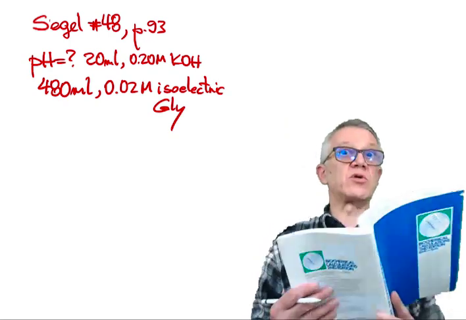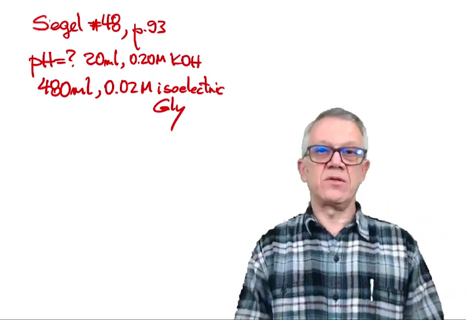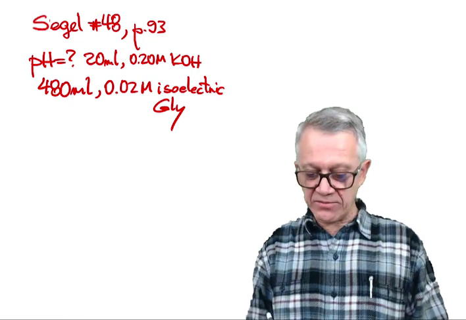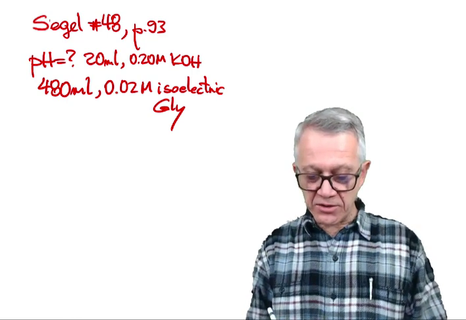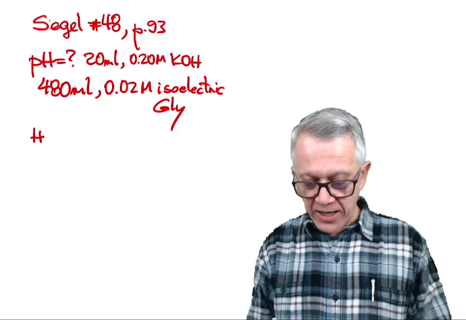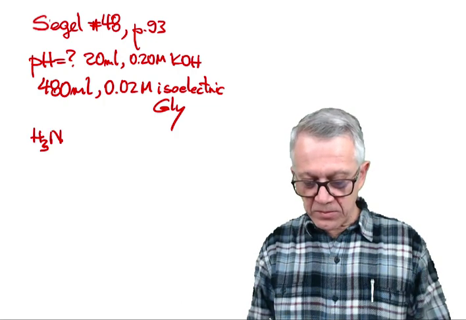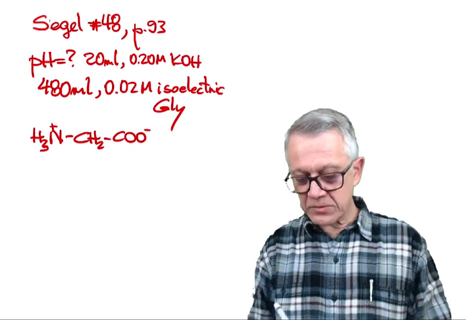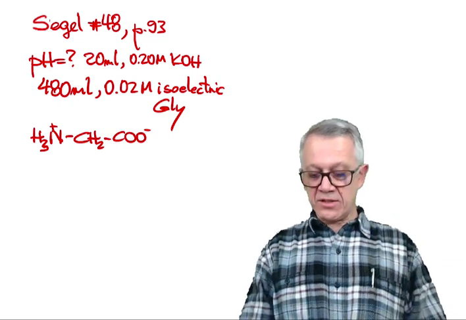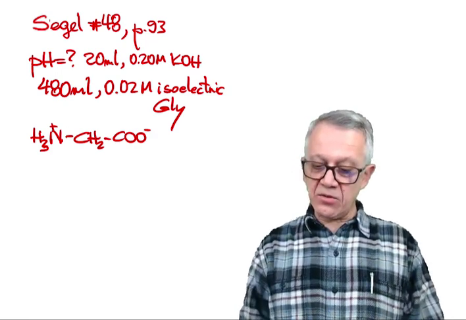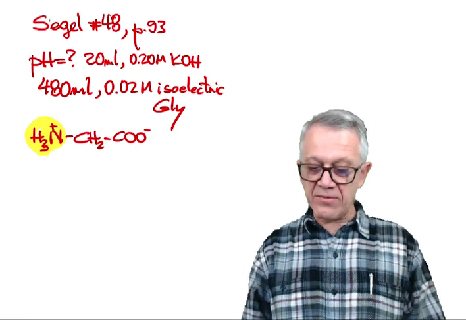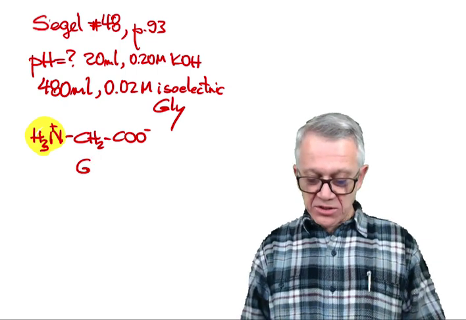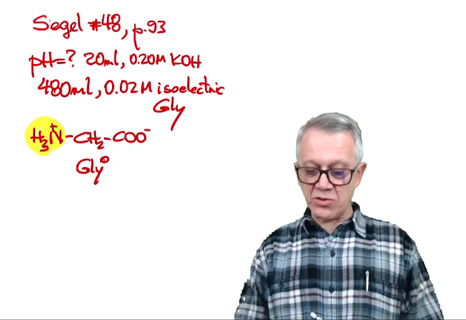So let's see what we have here. First of all, let's write the form of glycine in the isoelectric form, net charge 0. So it's going to be protonated, the amino group, CH2. Glycine is the simplest one. So that's going to be glycine like that. We still have the protonated amino group, right? Now, this is going to be glycine 0, the isoelectric form.